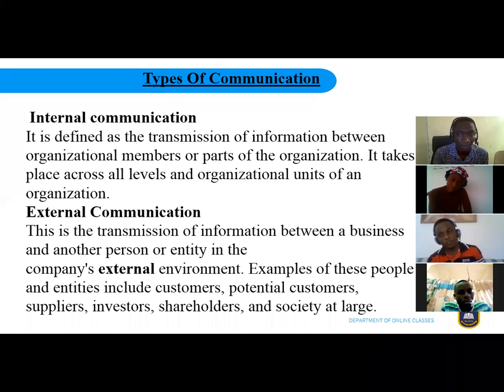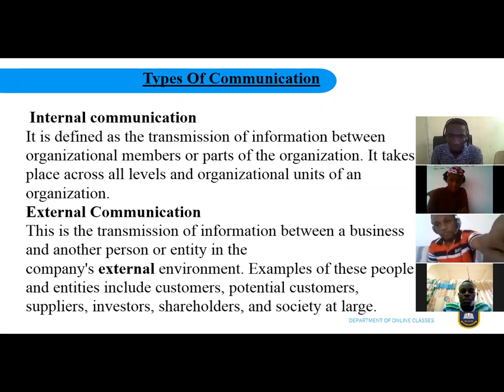Now, this sort of communication takes place among people like the customers. Customers are not within the firm, they are outsiders. And so if the firm has any information to be given to its customers in terms of how a product must be used, advertising, for example, on radio, TV, social media, all the platforms, we are having information transmitted from the firm to people who are outside of the firm, which is called external. We talk about what?